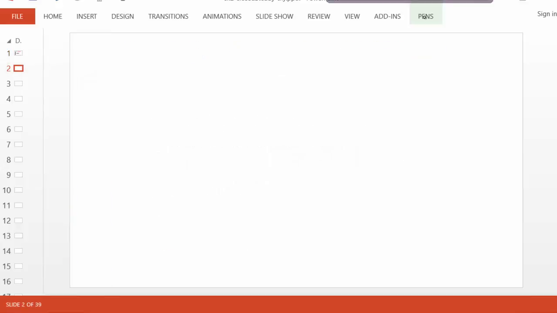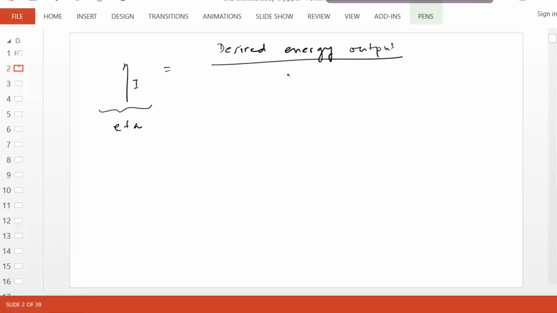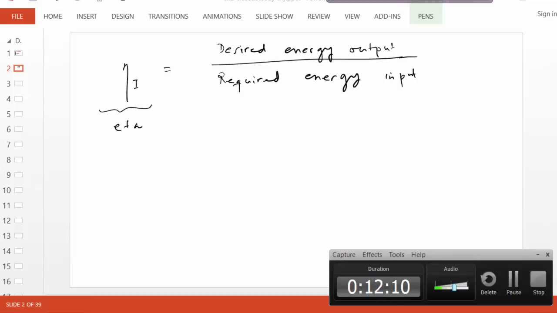So let's formally define the first law efficiency, or energetic efficiency. This is called eta one, where one means first law. It is the desired energy output divided by the required energy input. Any efficiency is desired divided by required. So based on the device, this definition will change. We'll keep that in our background so that we can quickly define the energetic efficiency of a given device.